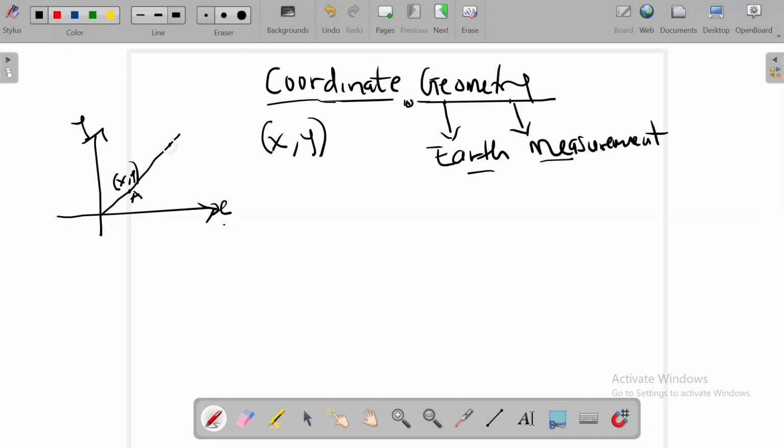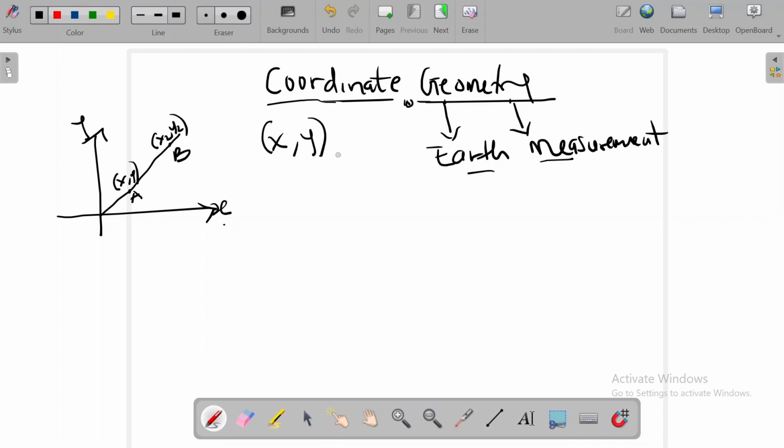You get another point. This can be written as x2, y2. This is just to differentiate. I can call this point B. This as x2 to differentiate it from the first one. So this is y, and I call this y2 to also differentiate it from the first. So I can call this x1 or y1.